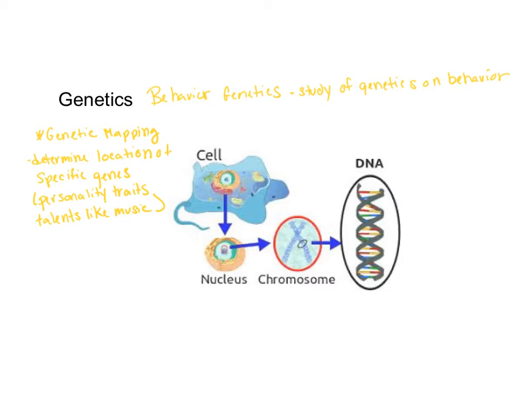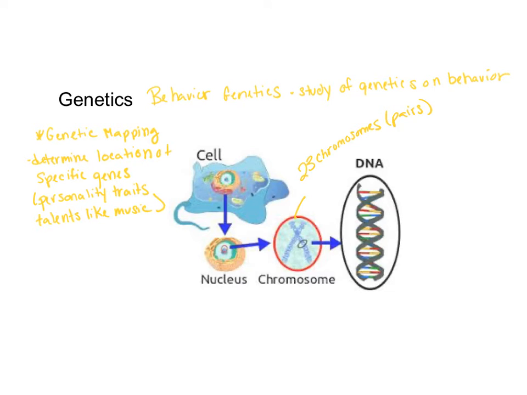So what exactly are they studying? Let's take a look at this image that we have right here in the center. You will see we have a cell. Inside of that cell is a nucleus. Within that nucleus, we have what we know as a chromosome, which is made up of our DNA. We have 23 pairs of chromosomes, so we actually have a total of 46 chromosomes.